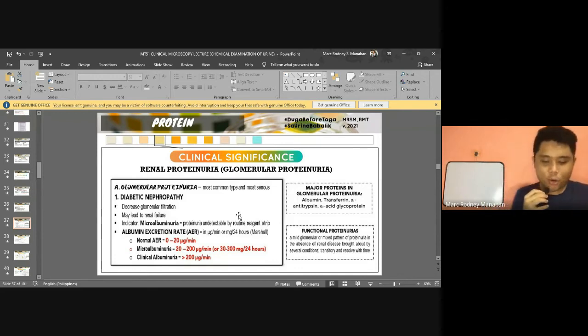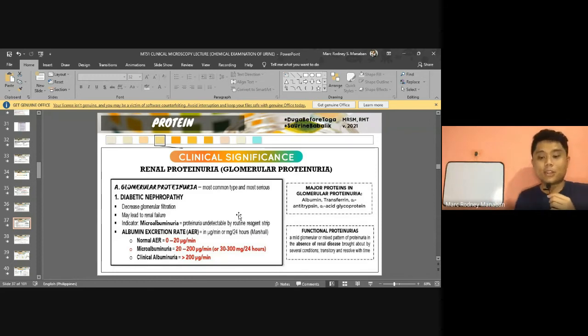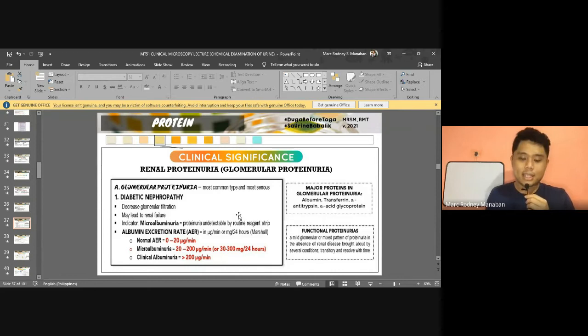All right. So for the normal AER, the normal is 0 to 20 micrograms of albumin per minute. For microalbuminuria, this is now considered the low levels of albumin secreted, 20 to 200 micrograms per minute or 30 to 300 milligrams per 24 hours. And clinical albuminuria, meaning there is damage to your glomerulus, there is disease, is when it is greater than 200 micrograms per minute.